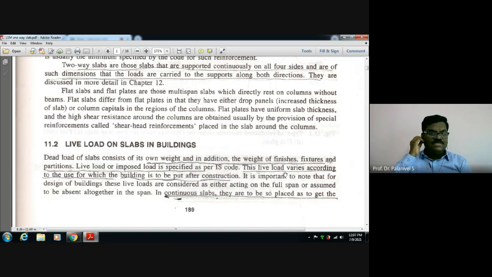Live load or imposed load is specified by the IS code. The IS code states what the live load should be for a residential building, an office building, a public building, a commercial building, and so on. There are codal provisions. That much live load should be ensured; you have to take at least that minimum while designing. This live load varies according to the use for which the building is to be put after construction.